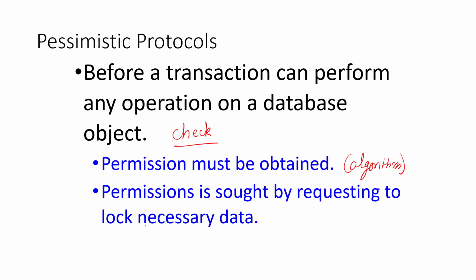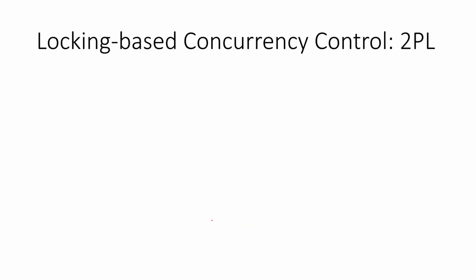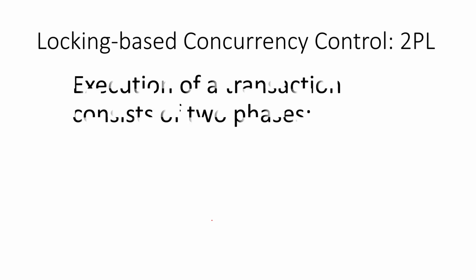Then what you do is you go ahead and you lock the necessary data and you perform the necessary changes. So here it is important to discuss the two-phase locking protocol, which is by far the most important locking protocol for concurrent transactions. It is also guaranteed to be deadlock free, as long as locks are acquired in a certain global order. If you don't acquire locks in a certain order, then of course you can have deadlocks.